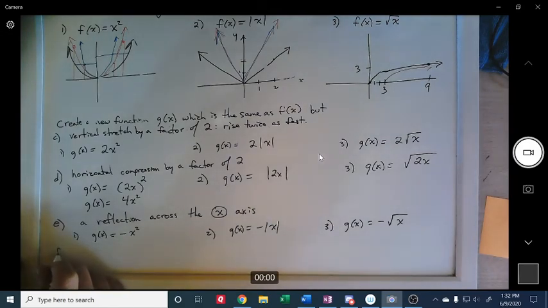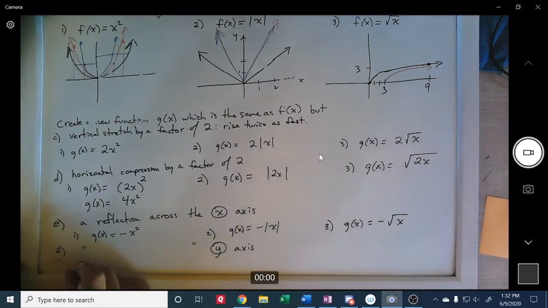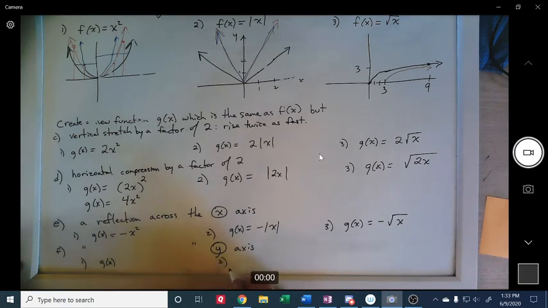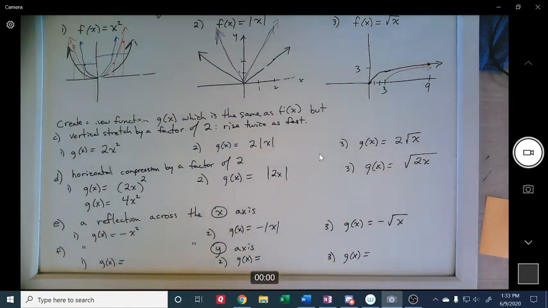Now, it's E, F. A reflection across the y-axis. What is my new equation for each of these? Give you a minute to ponder that, to make a guess.